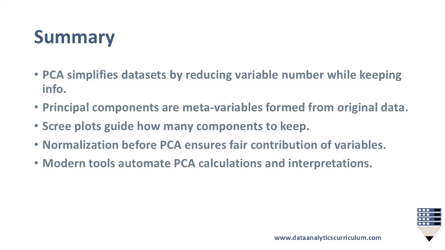Summary. Let's summarize what we learned. PCA reduces the number of variables while keeping most of the information. Principal components are new variables formed as combinations of the original data. Scree plots help us decide how many components to keep. Normalizing the data ensures that all variables contribute equally. Modern software tools like R, Python, or Orange perform PCA automatically, so you don't have to calculate anything by hand, but it's important to understand the concepts behind it.